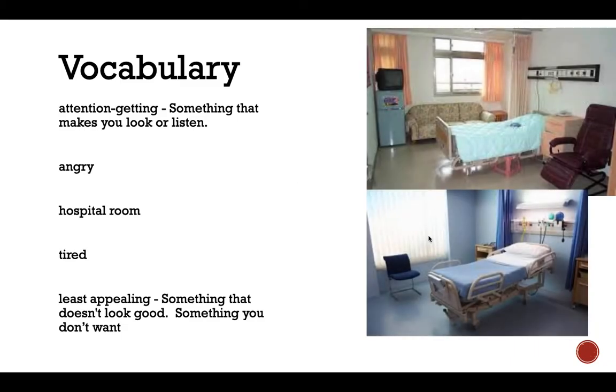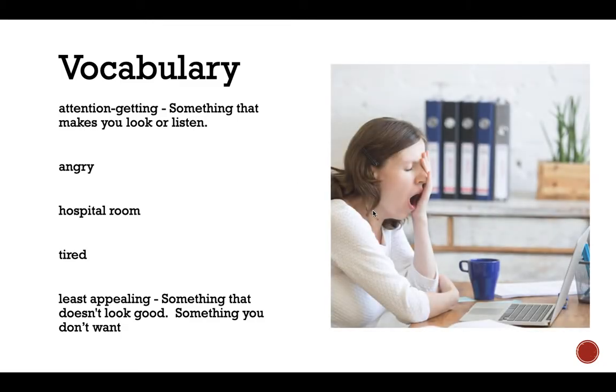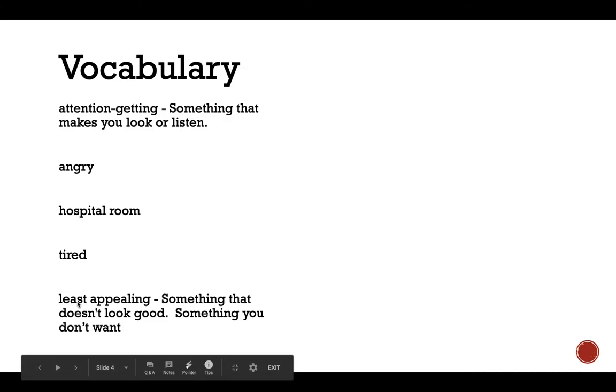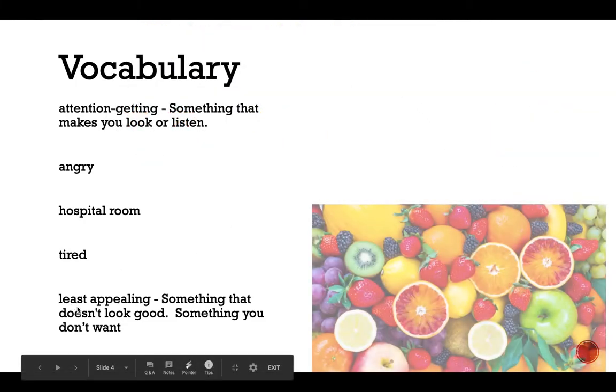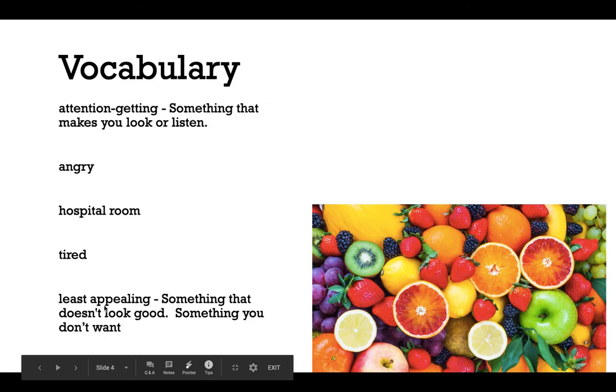Okay, angry, hospital room. Here's a picture of a hospital room. If you're tired, it's that. Least appealing, okay? So the first word here is least. Remember, you have most and you have least, which has the most stars in it. That's letter D here, okay? So C has the least stars. So least has to do with number. So least appealing is something that doesn't look good or something you don't want.